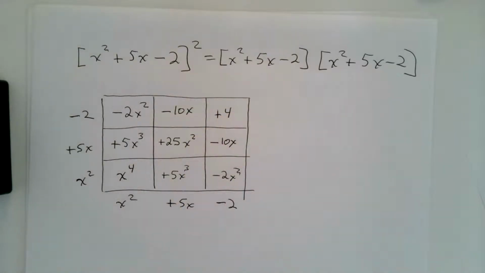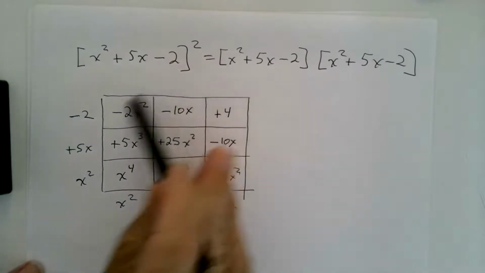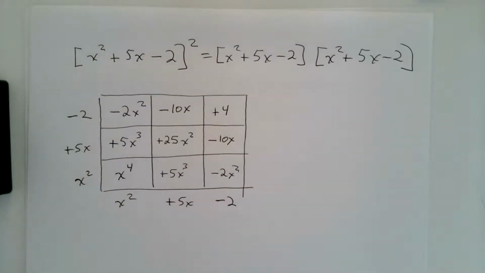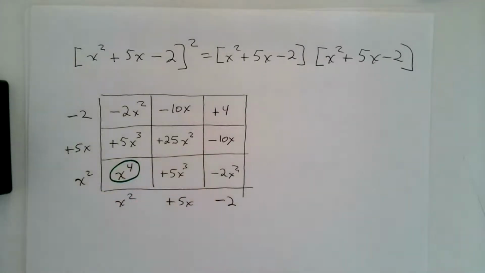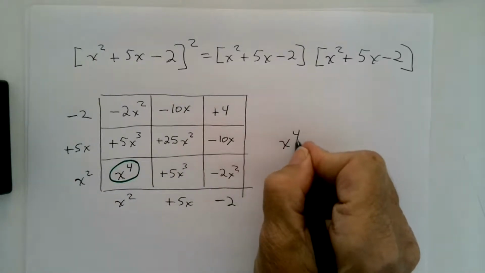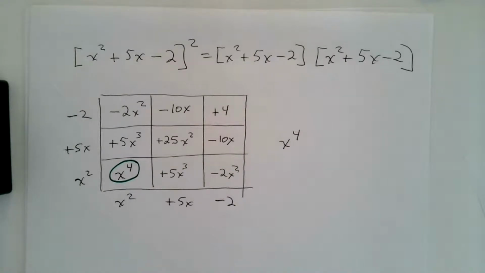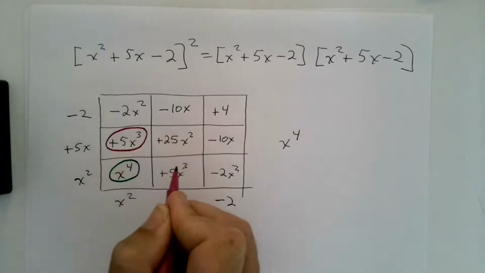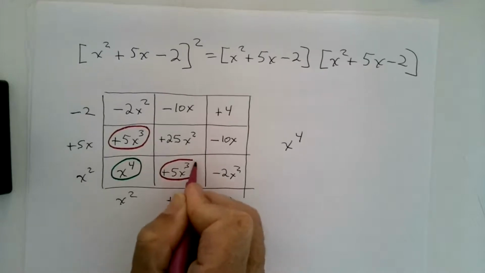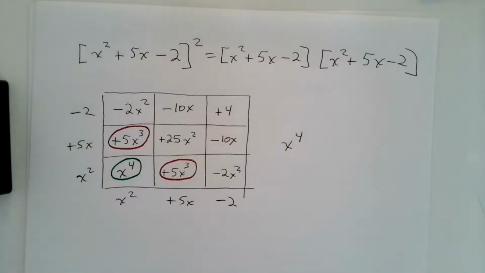Rather than writing all the terms out, I want you to recognize that they're all here. So I'm going to start with my x to the 4th term. I will circle my x to the 4th term in green. That's the only x to the 4th term, so I will write down x to the 4th. Next, I'm going to look for my x cubed terms. I'm going to circle that in this reddish color. I've got 5x to the 3rd there, and another 5x to the 3rd there. If I add those together, that'll give me 10x to the 3rd.